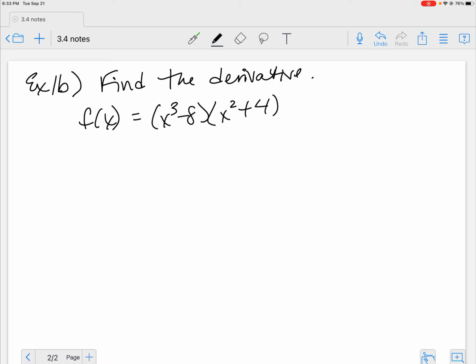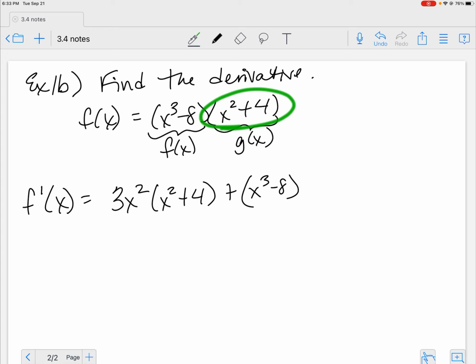F of x and g of x here. Okay, so f prime is going to be the derivative of the first. So we've got 3x squared, right? Bring the exponent in front and subtract 1. That's a constant. Times the second, because I don't touch it. Plus the first, not touching it, times the derivative of the second. So I've got this x squared, that's a constant. So the 2 comes in front, and I have a 2x.